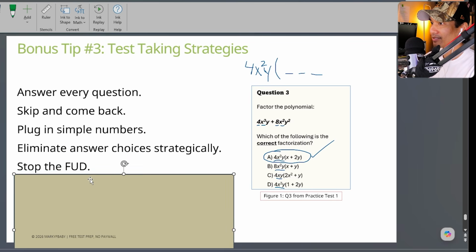Stop the FUD. Stop the fear, uncertainty, and doubt, okay? Stop saying, yo, I'm cooked, all right? Don't doubt your abilities. You got to put in your head that you could do this test, okay? Even if you didn't study for like a whole week and you got the test tomorrow, tell yourself you could do it. All right? You got to have that self-confidence to do this test. Okay? Stop telling yourself bad things.